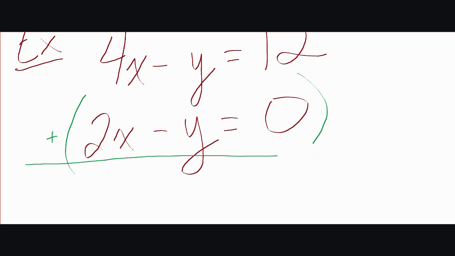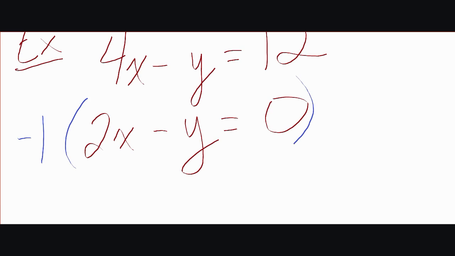The easiest way to do that would be to look at these y's in this particular equation, because notice, they have the same coefficient. They're both negative 1s. I just need one of them to be positive. So how can I make one of them positive? I can multiply both sides of the equation by negative 1. So I'm going to multiply this second equation by negative 1.